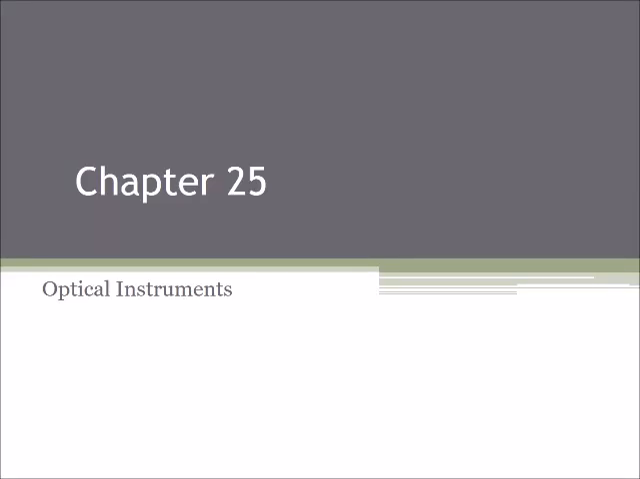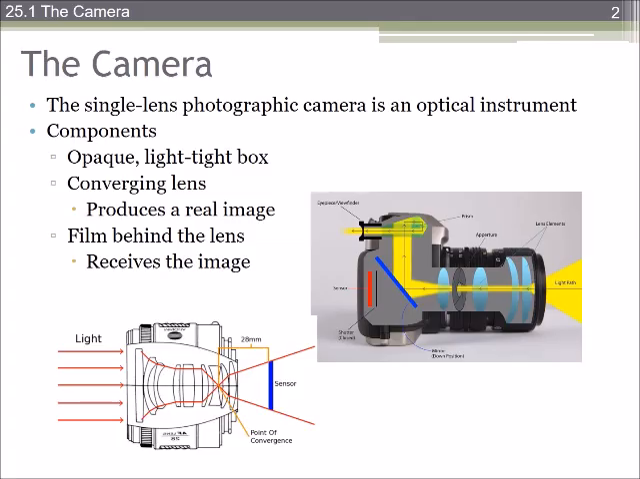In this chapter, we're going to look at many applications of what we talked about with diffraction, dispersion, refraction, and reflection, and how we can use these to make instruments. The first instrument we're going to talk about is a camera. It has generally a single lens. A photographic camera is an optical instrument.